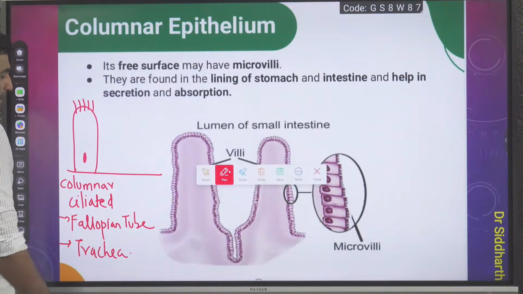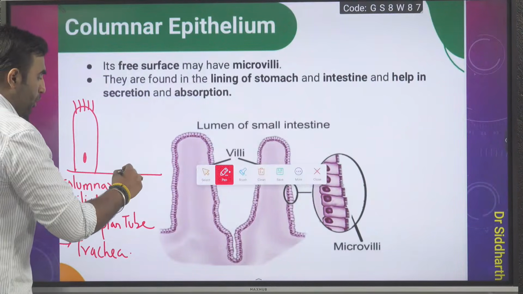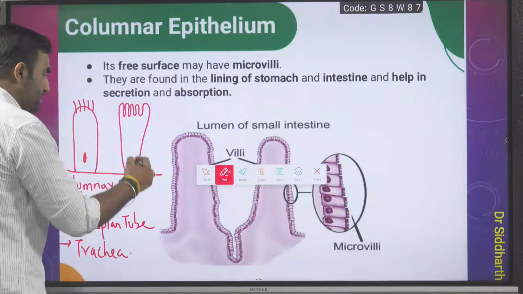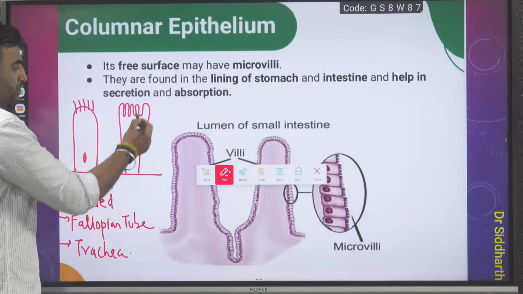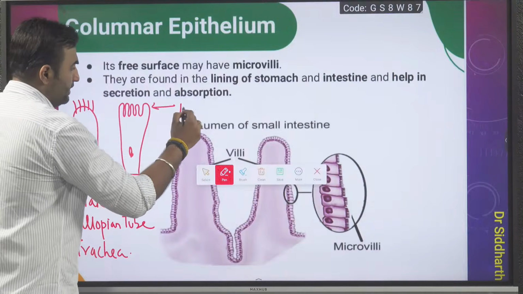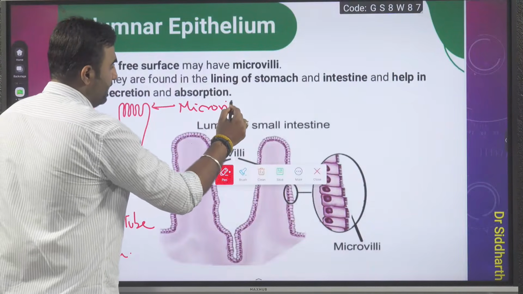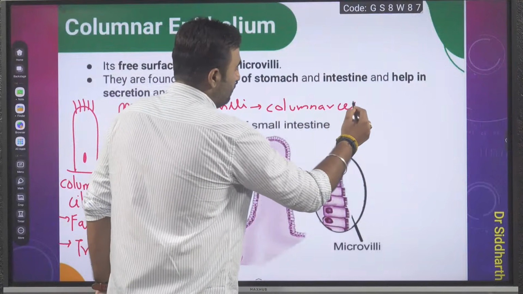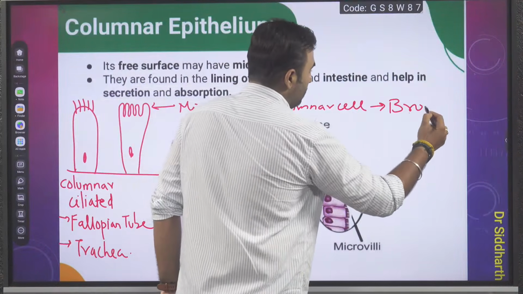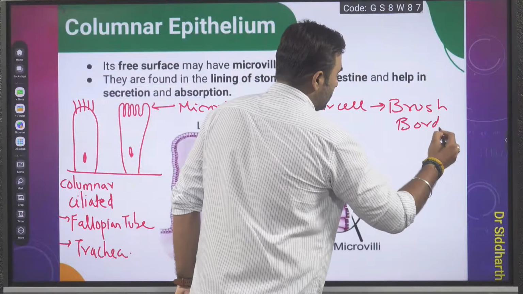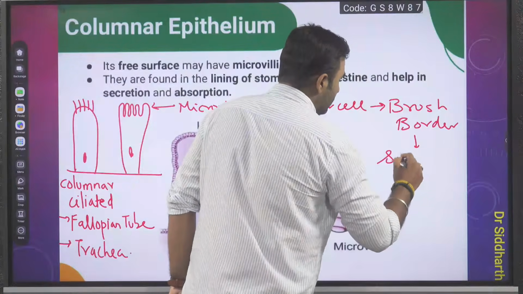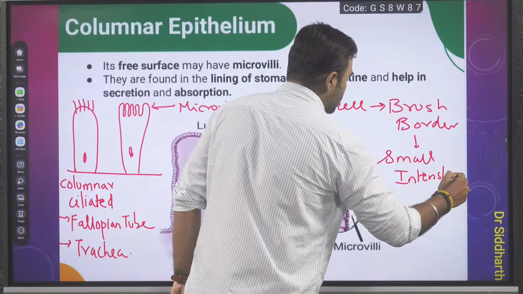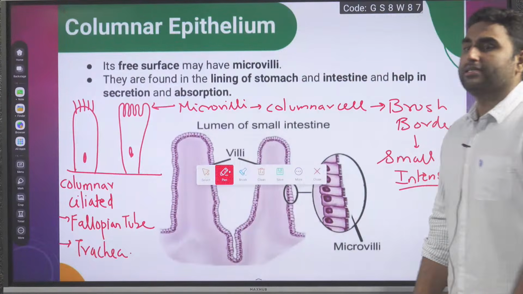If the columnar cell is thrown into folds like this, then it will be called microvilli. So this is a columnar cell with a brush border. It is present in the small intestine. Are you getting me, guys?